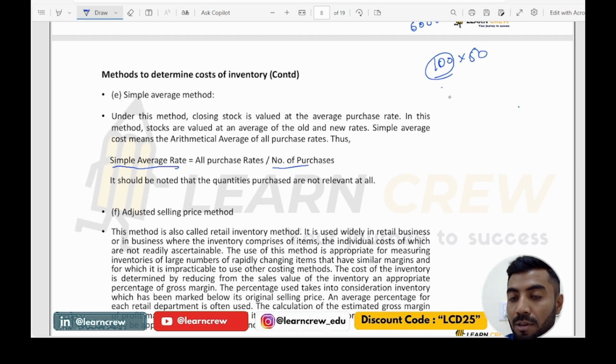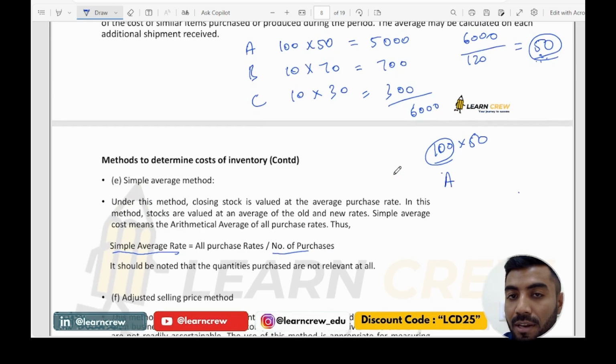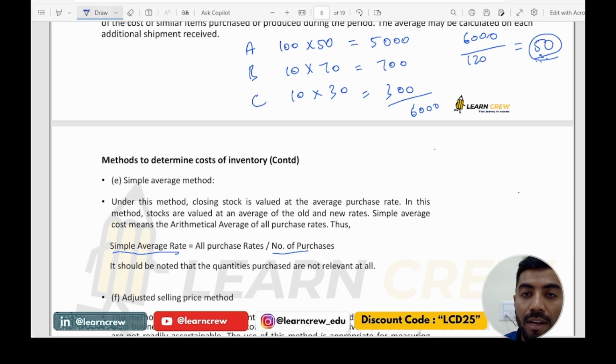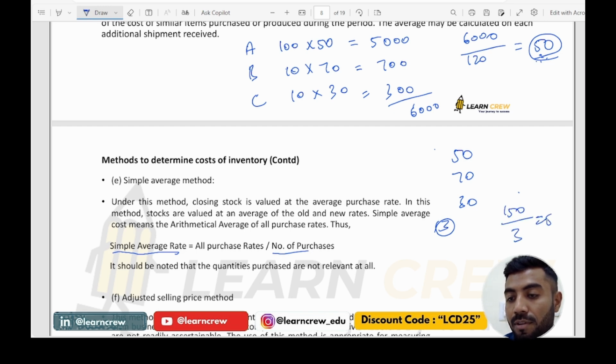Say for example, taking a similar last example, we have purchased 100 units, and we'll take the prices as 50, 70 and 30. We have made three purchases. Here the total is 150 divided by the three purchases, which gives 50. In this case, they have taken an easier calculation so that we get the same answer in both. But generally, this won't be the case. Here, we are taking only the purchase price and dividing it by the number of purchases, so we are getting 50.